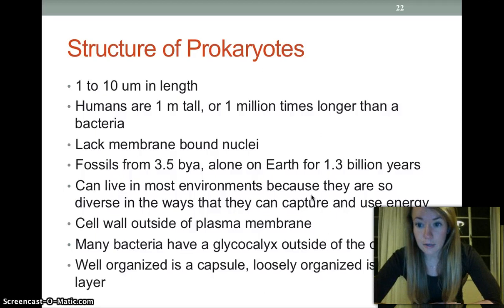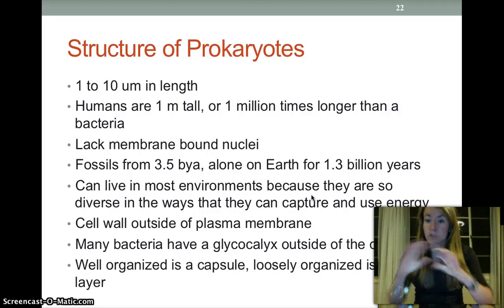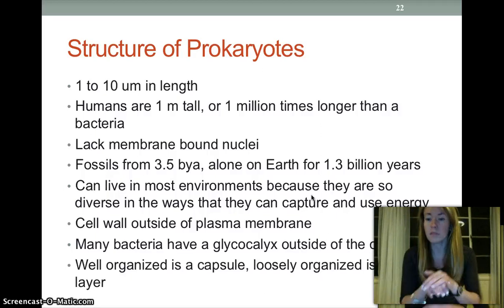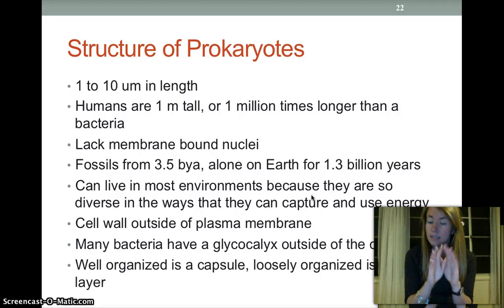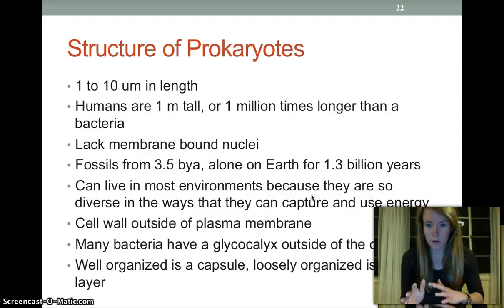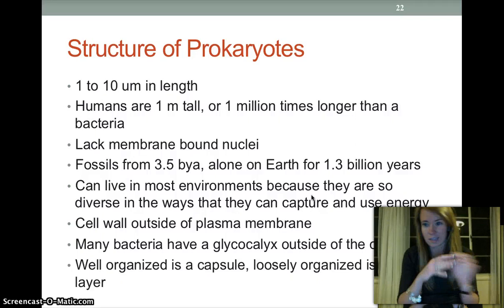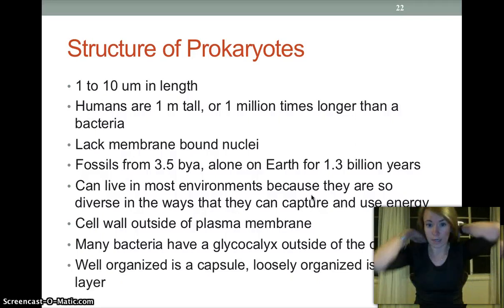So if this glycocalyx is very well organized and structured, it's called a capsule. Think of it, it encapsulates it, it's solid, it's well structured. Whereas if it's loosely organized, it's called a slime layer. Think of it as loosely organized, kind of floating around everywhere, kind of slimy. So those are the two different kinds of glycocalyx when it comes to bacteria.